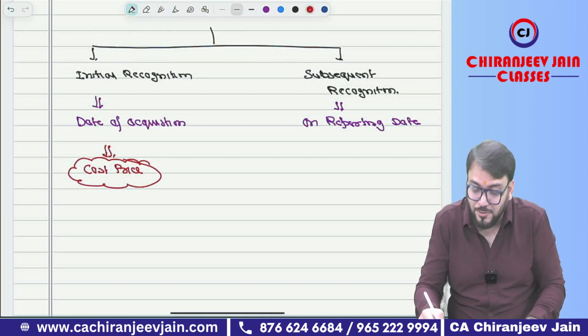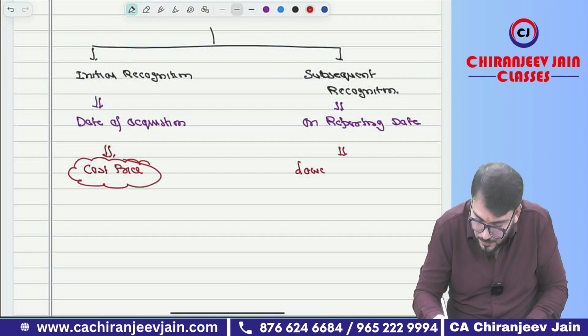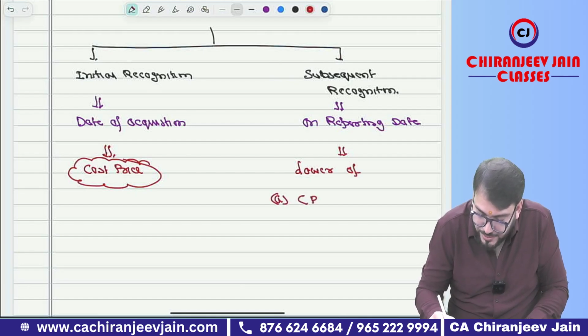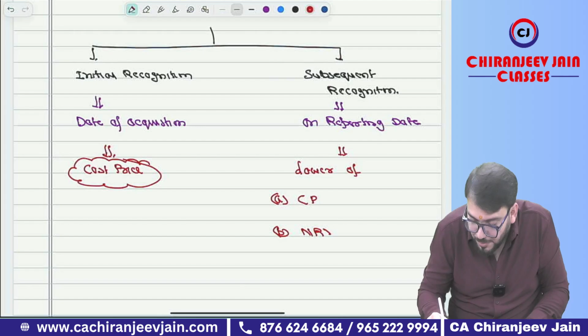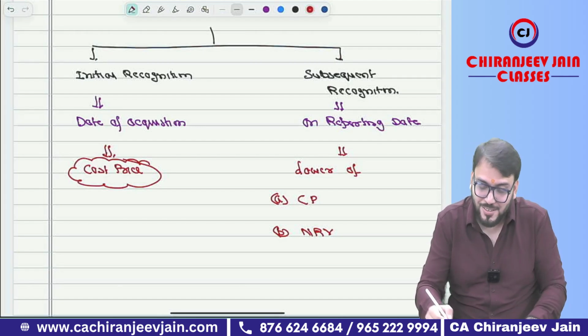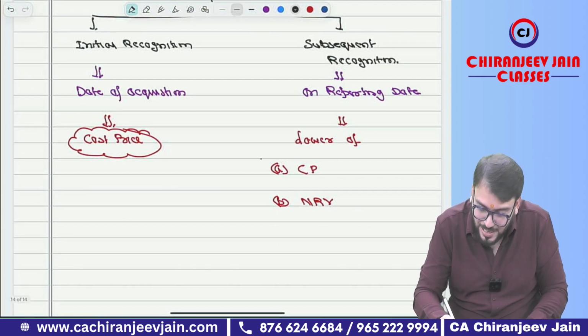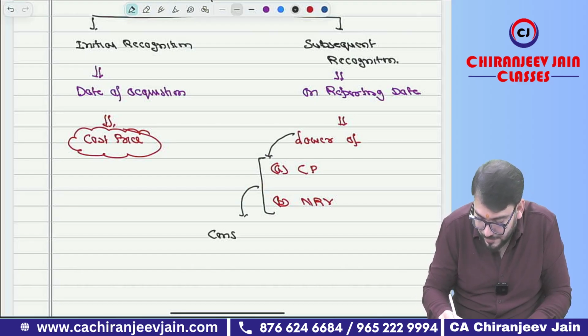Subsequently, on 31st March, AS 2 says that inventory will be valued at the lower of A, cost price, and B, net realizable value, NRV. Cost price or NRV, whichever is lower, correct? You have understood that this is as per which concept? As per conservatism.